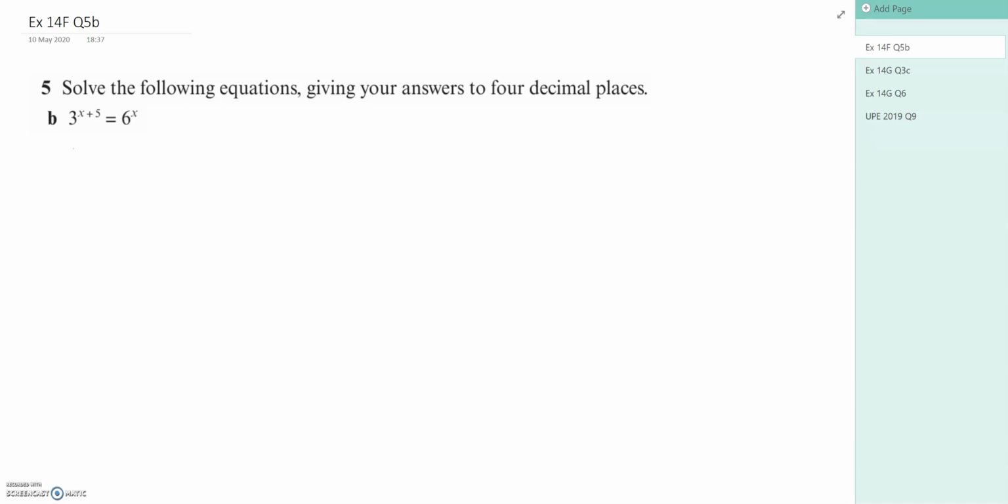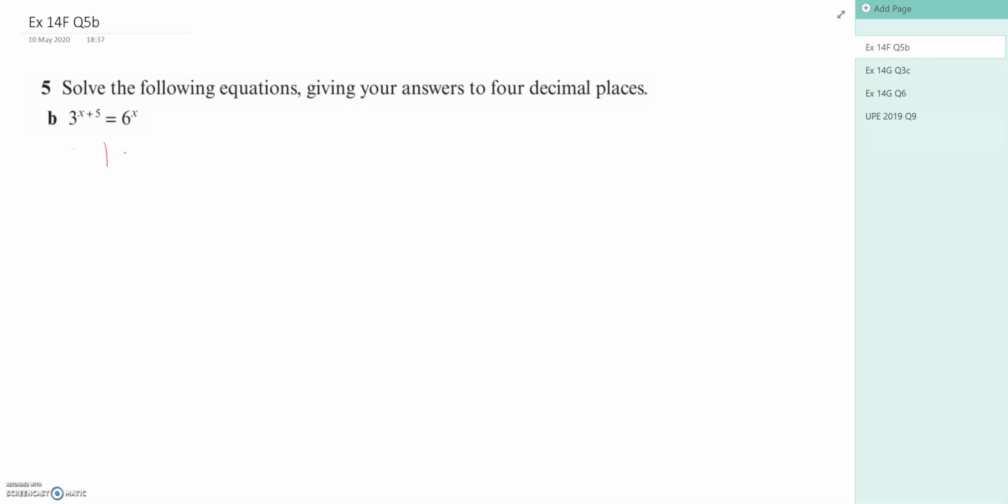So I've picked a couple of questions from the homework. This is exercise 14F question 5b. It says 3 to the power of x plus 5 equals 6 to the power x. The best way to approach this is to take logs. You see, this is an exponential form. The powers are variables, and so the best way to undo that is to take logs.